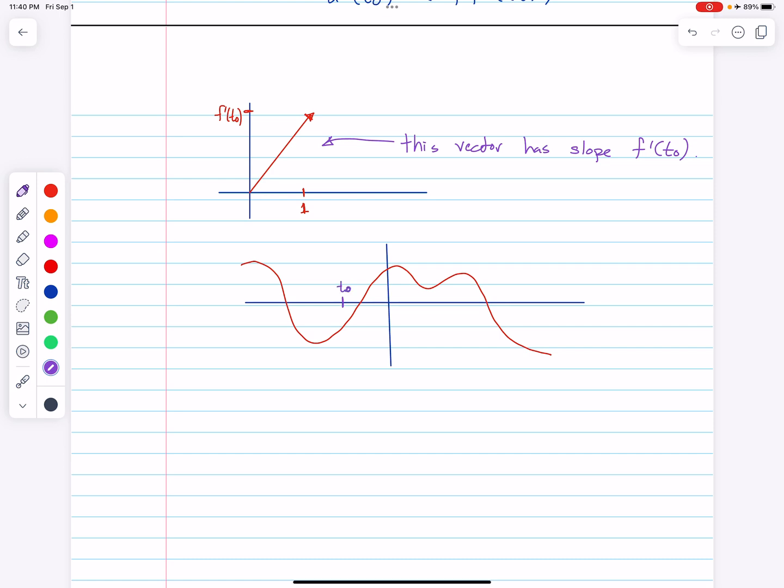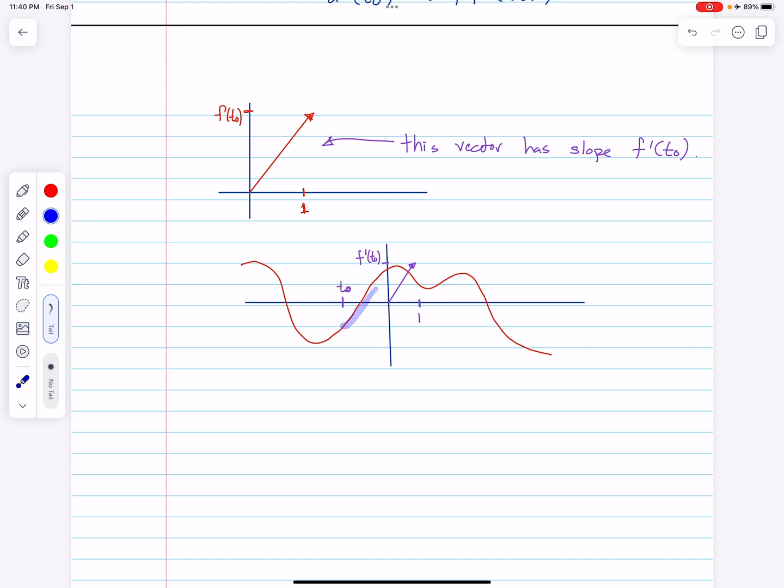Okay, well, this derivative vector is right here, so that's 1, f prime of t naught. Sorry, my writing didn't plan that out well enough there. So this is f prime of t naught. Okay, so notice the slope of this vector. This vector has slope f prime of t naught, which is exactly the slope of the curve at this point.